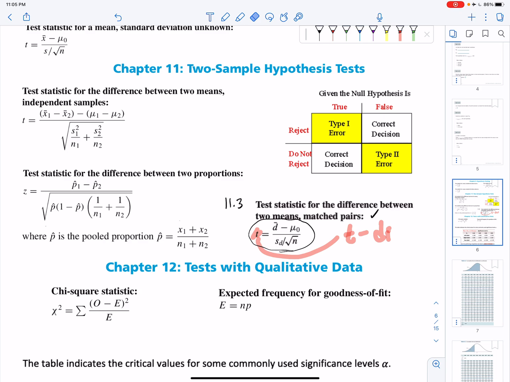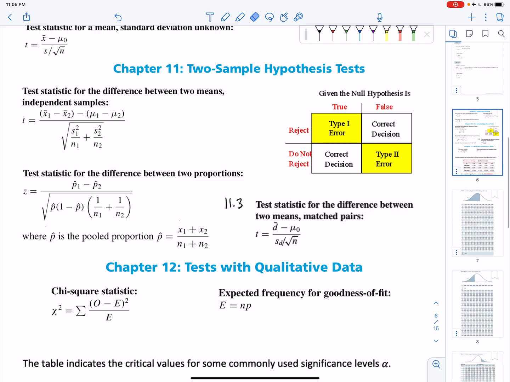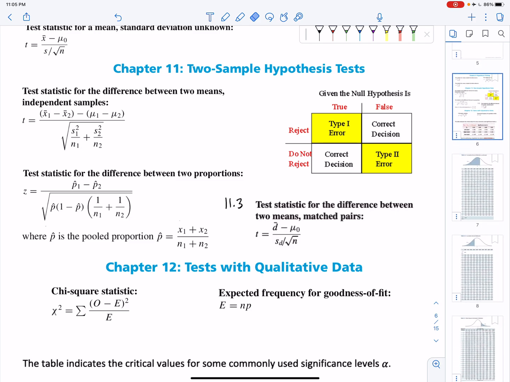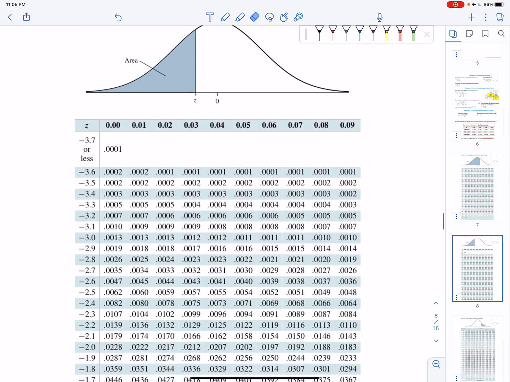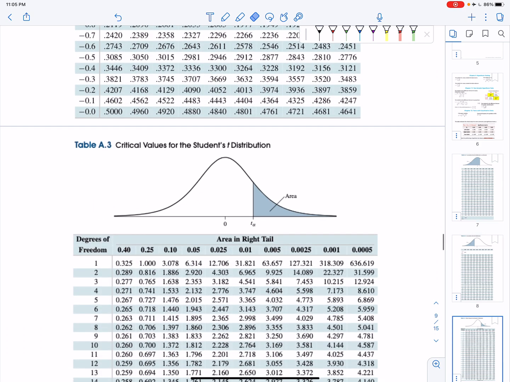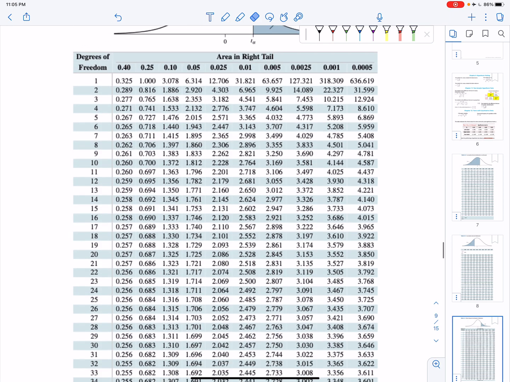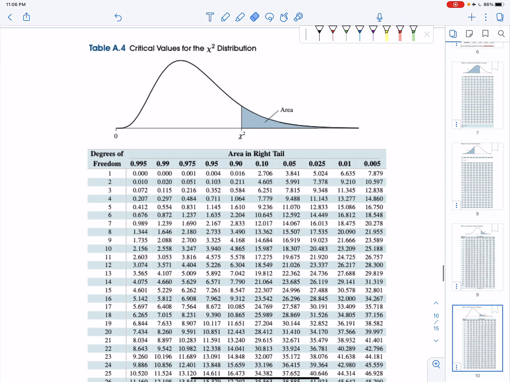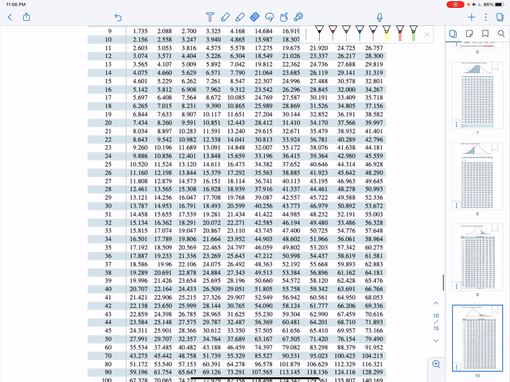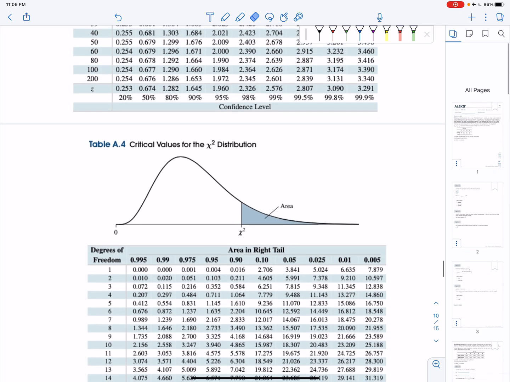That's what we're working on right now. Also within that formula sheet, you have our normal distribution, z table positive, z table negative. There's our student's t distribution that we'll be using for 11.3, and also our chi-square distribution, I think for 12.1.